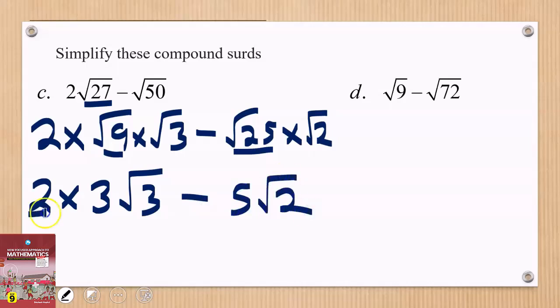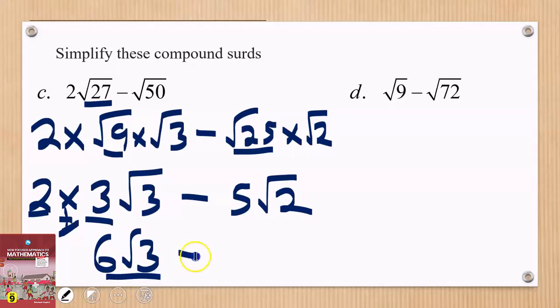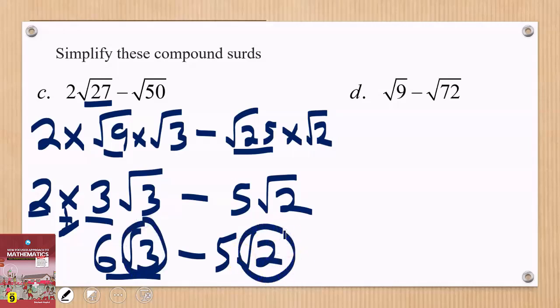Now, because this is multiplying this, that one we can multiply and that will give us 6 root 3. If it were addition here, we couldn't do anything about it. But because it's multiplication, we can multiply 2 times 3 to give us 6 root 3. Then minus 5 root 2. Of course, since root 3 is not the same as root 2, we can't subtract them. So the lowest form of this surd is 6 root 3 minus 5 root 2.